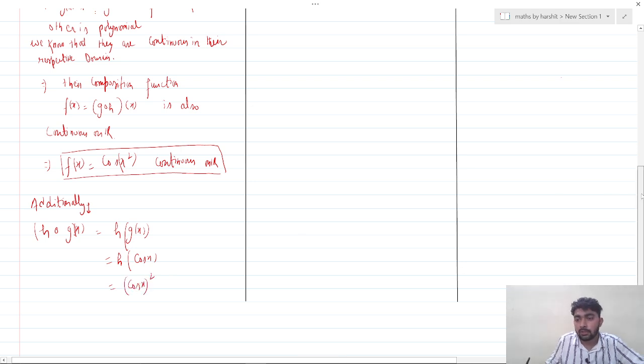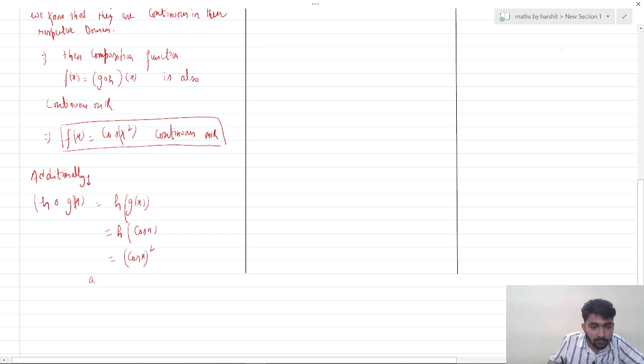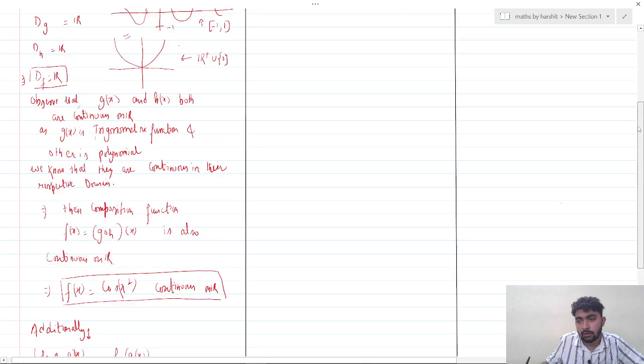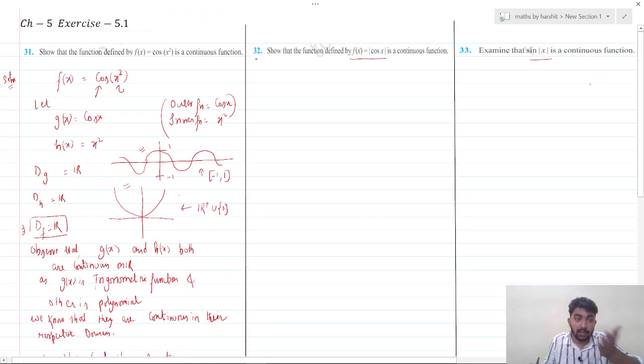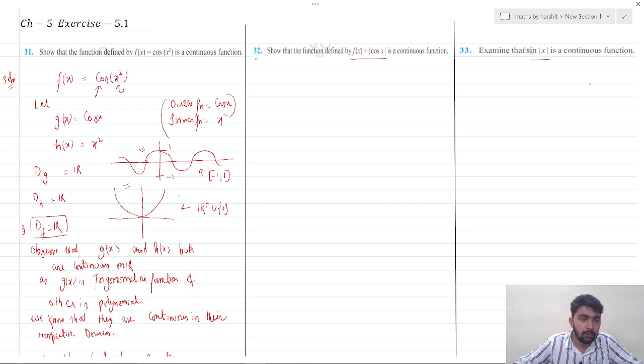Okay, this is also continuous on R. Okay, so like that we can proceed, and we can show that it is quite easier as compared to writing, because that is also easier, LHL equal to RHL equal to the function value, but that one is quite lengthy, so this is quite short.